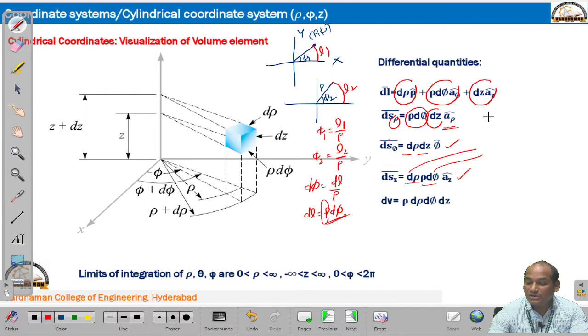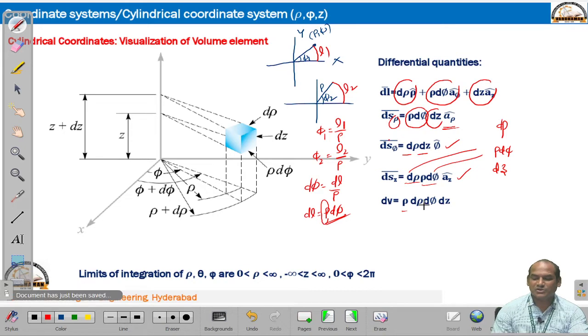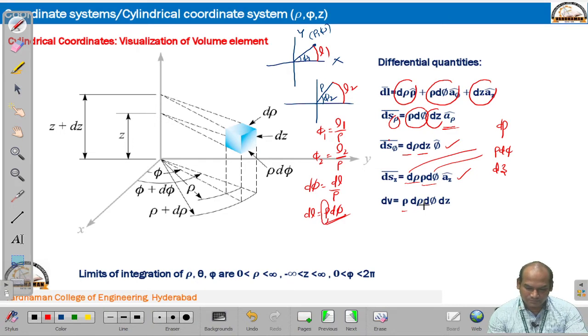And here we have three differential lengths: d rho, rho d phi, dz. If you multiply these three differential lengths, you will have the volume. So dV, the differential volume, is equal to d rho, rho d phi, dz. So that rho we are writing here. In this manner we will have the differential volume. The same thing you can observe in this particular diagram.